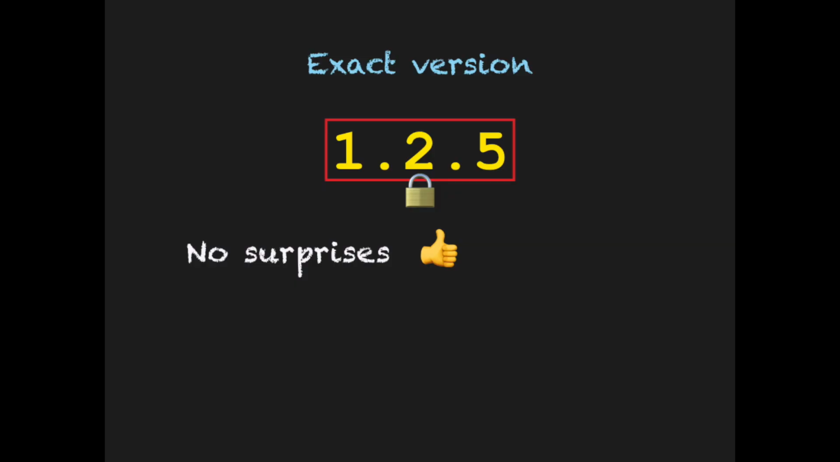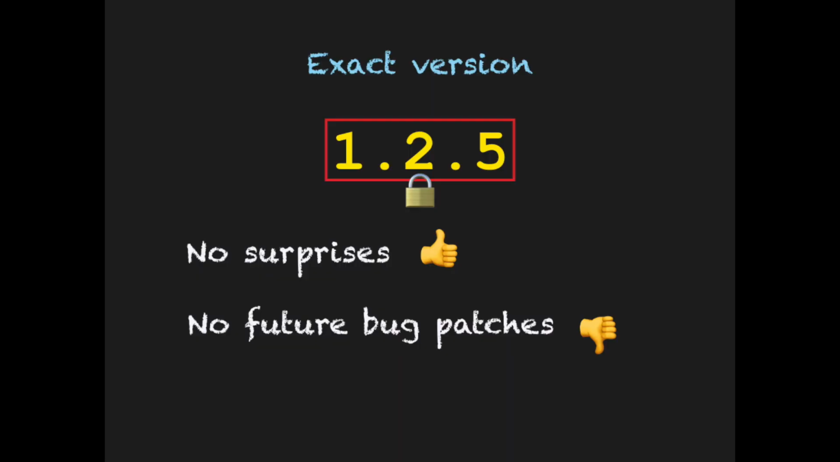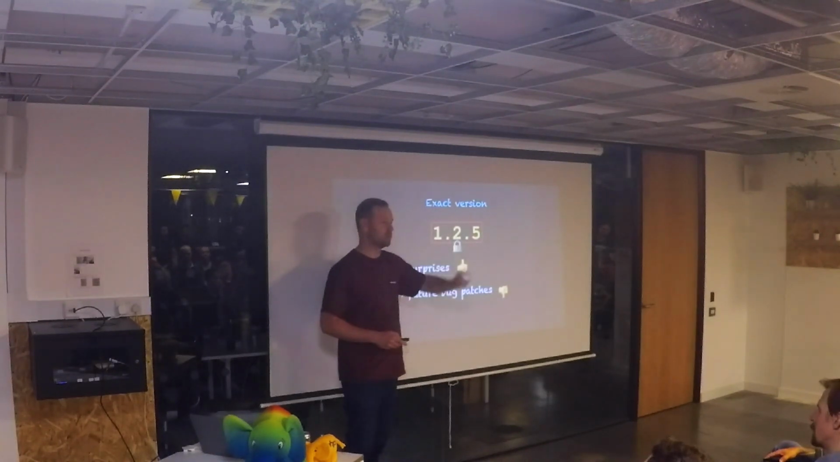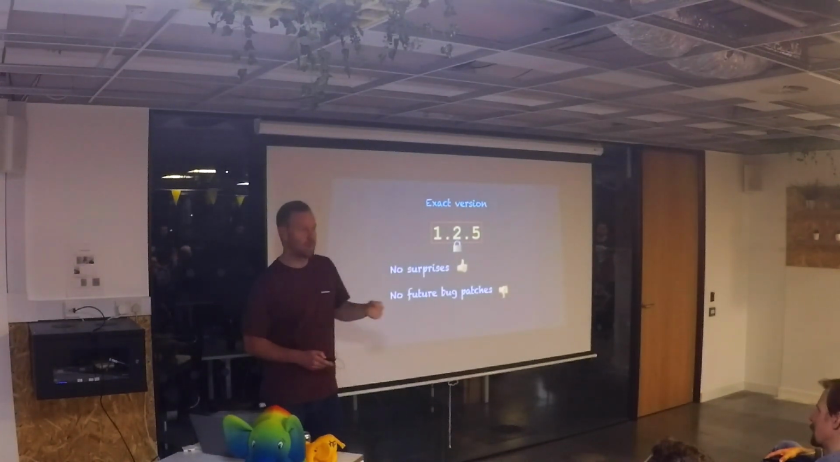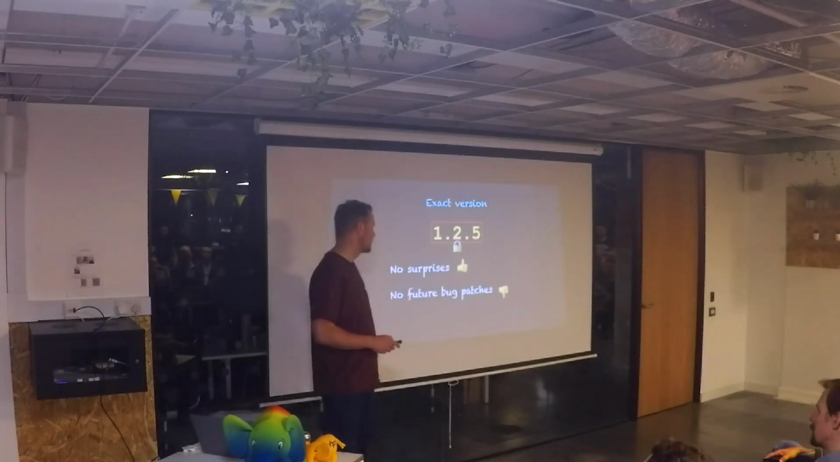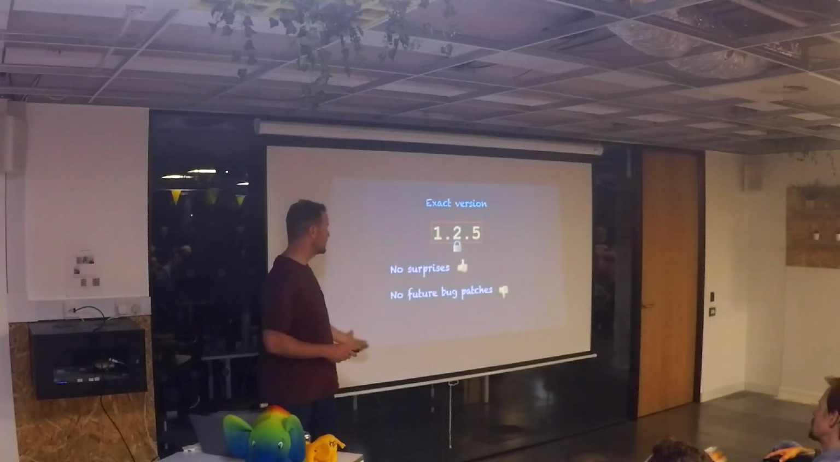The advantage is no surprises, it's very, very safe, you always get what you want. The disadvantage is that you do not inherit any patch fixes. So if you've asked for 1.2.5, a bug is found and 1.2.6 is released, you're not going to inherit that next time you build your software. So security vulnerabilities will not necessarily be brought in. Exact version is not often used.